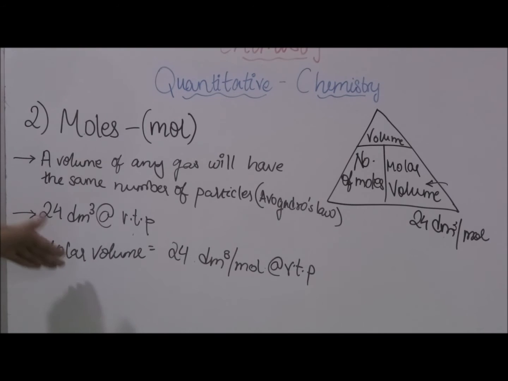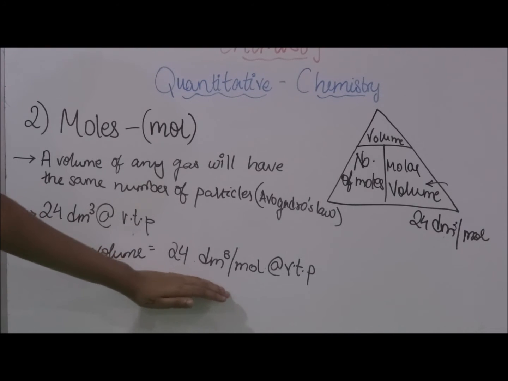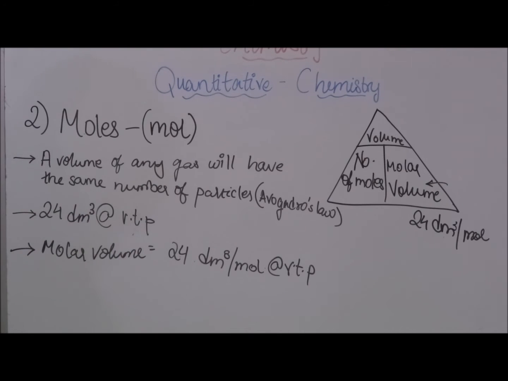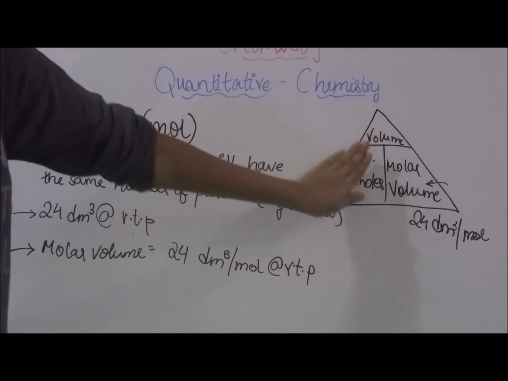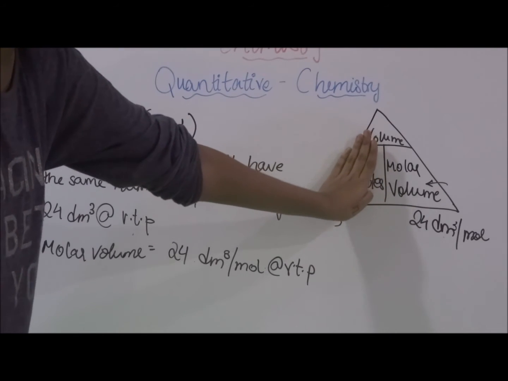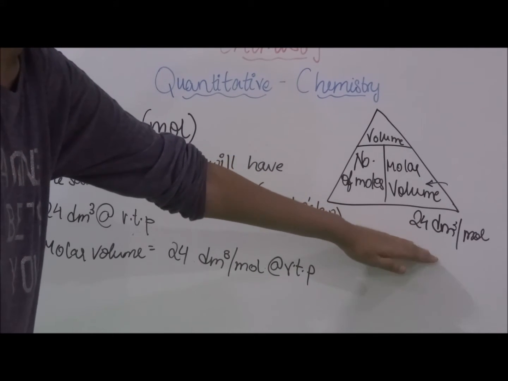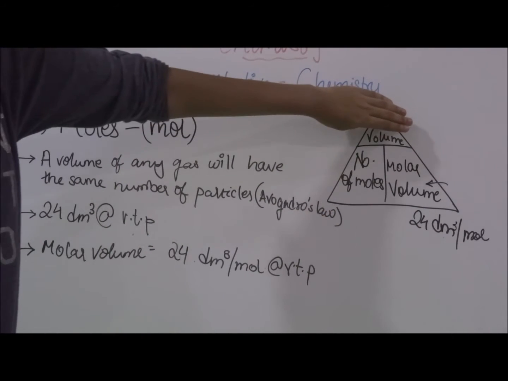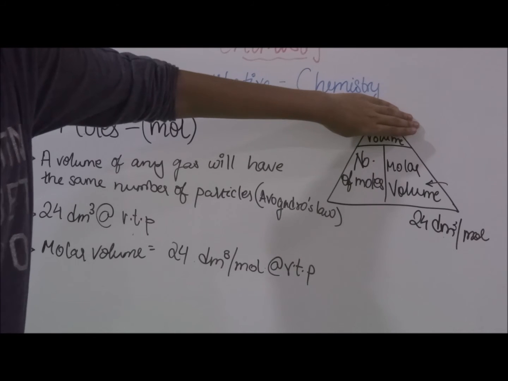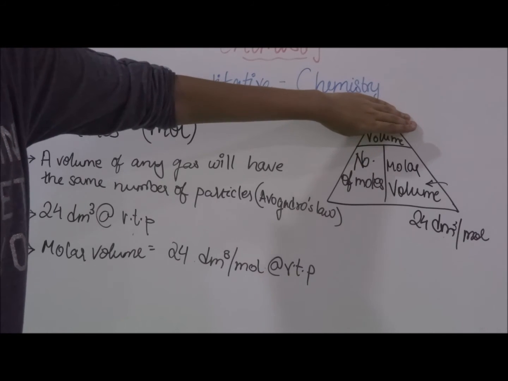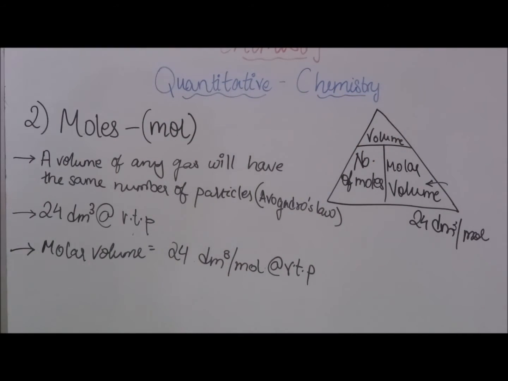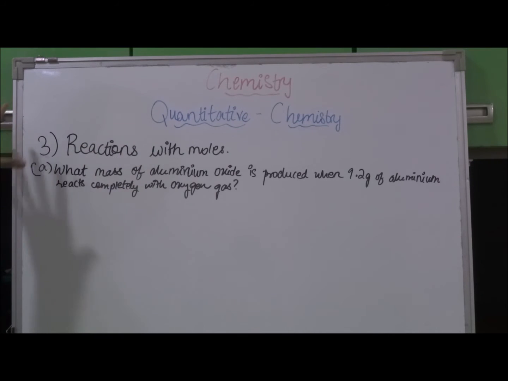Which means that the molar volume of any gas will be equal to 24 dm cube per mole at room temperature and pressure. So to find the number of moles in a gas, we do volume divided by the molar volume. The molar volume will remain constant, which is 24 dm cube per mole, and to find the volume of a gas, we do number of moles multiplied by the molar volume. Let's see how to calculate moles in reactions.